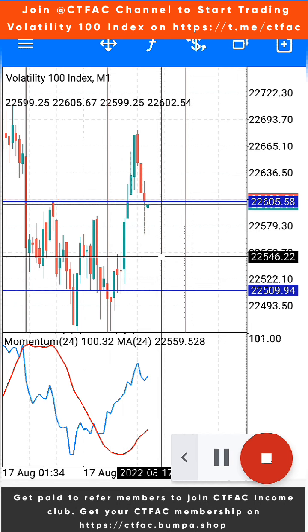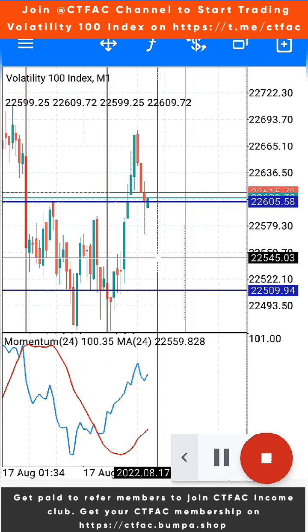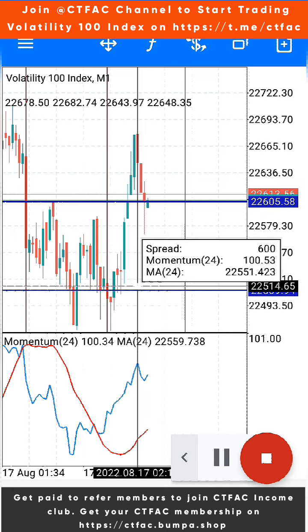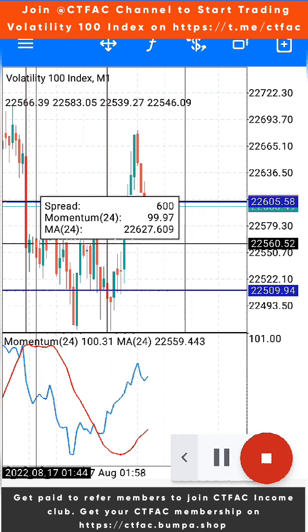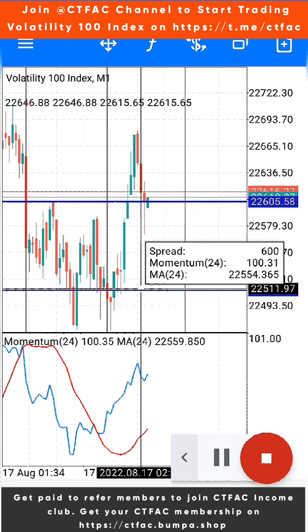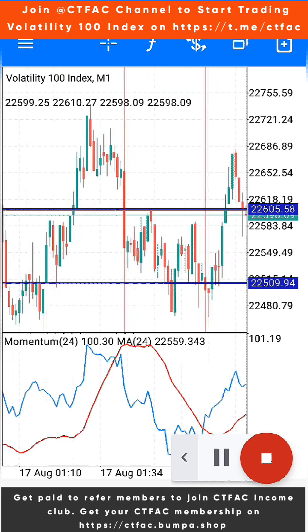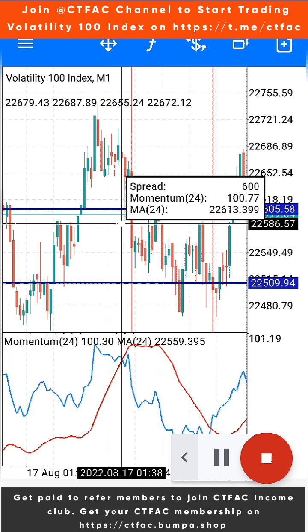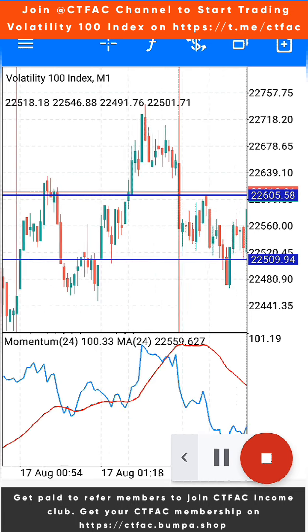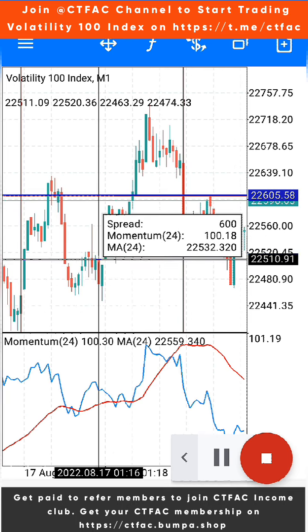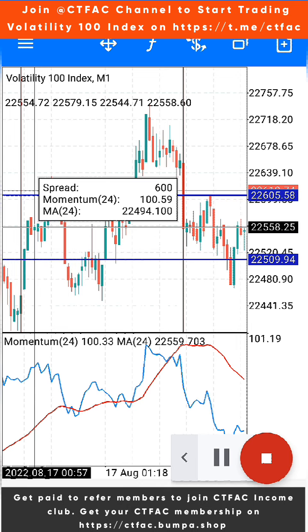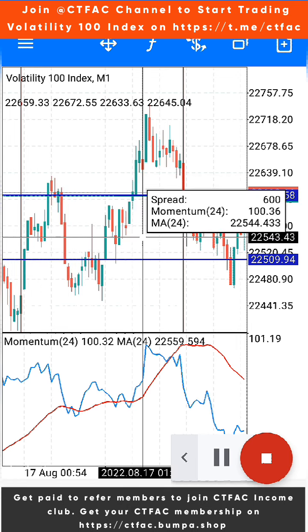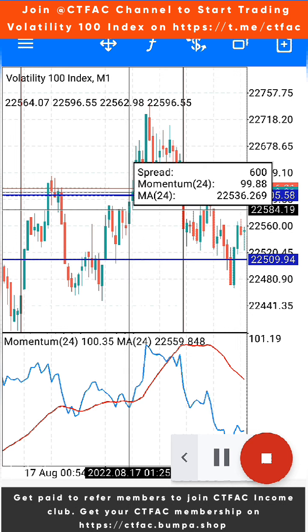1. Bearish closing while opening bearish below the average price of the 24th candle. 2. Bullish closing while opening bullish above the average price of the 24th candle. 3. Bullish opening with bearish closing below the average price of the 24th candle. 4. Bearish opening with bullish closing above the average price of the 24th candle.